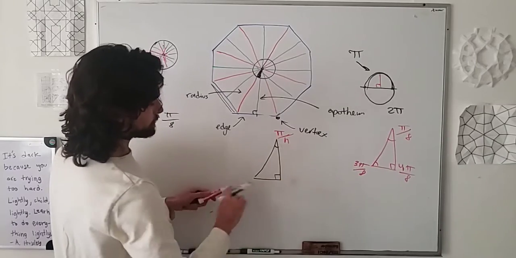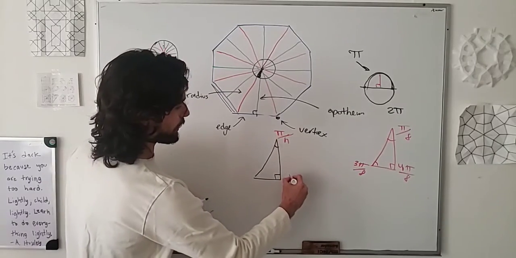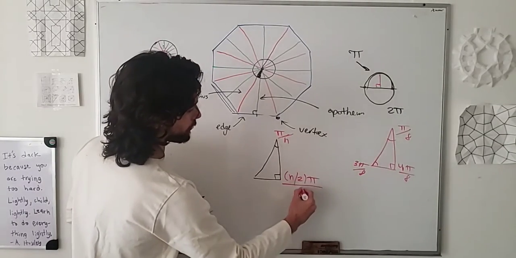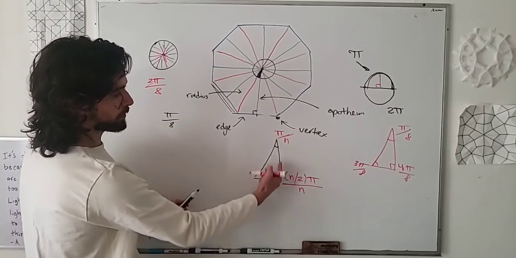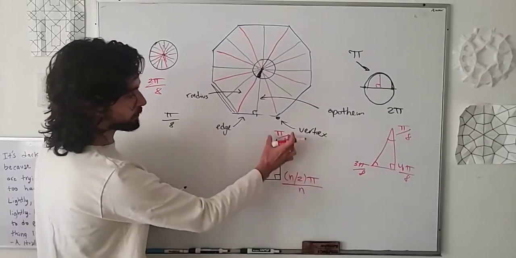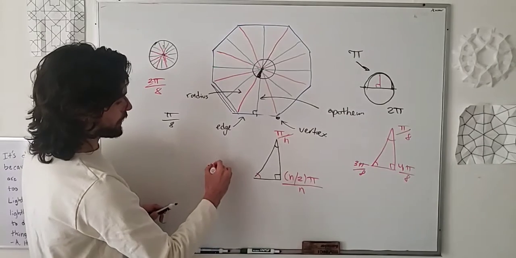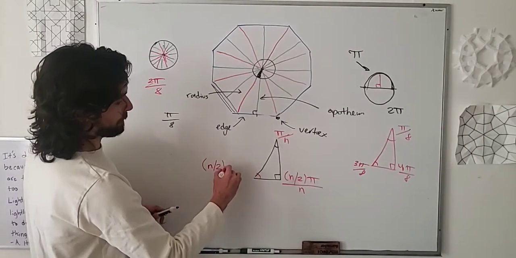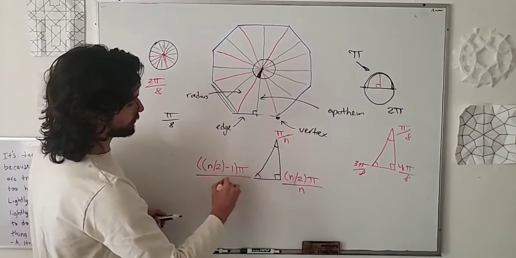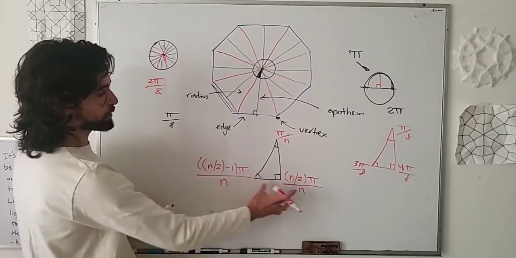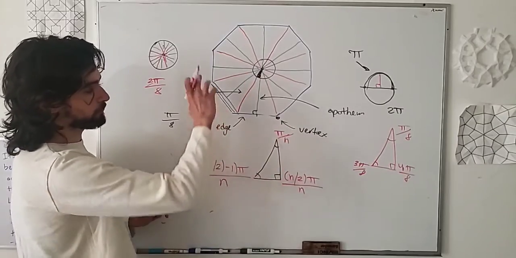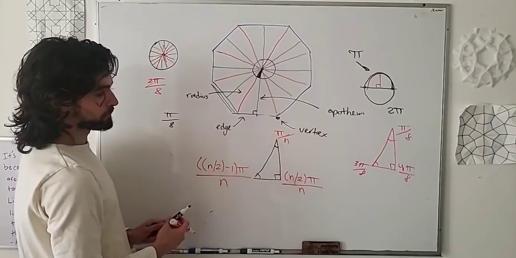So it would be like n over 2 times pi over n. This is this angle, pi over n is that angle, and then this angle is going to be the difference of these two. So we're going to subtract this from this. So it's almost like we're going to write it now: n over 2 minus 1, times pi over n. And so by using these numbers, we just have to plug in how many sides our figure, our polygon has, and we get the minimal triangle.